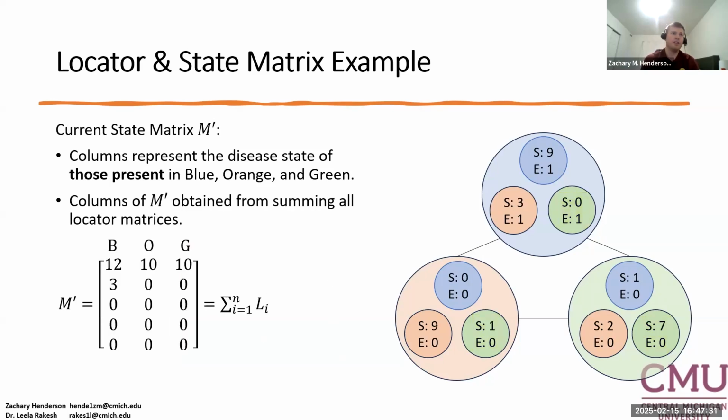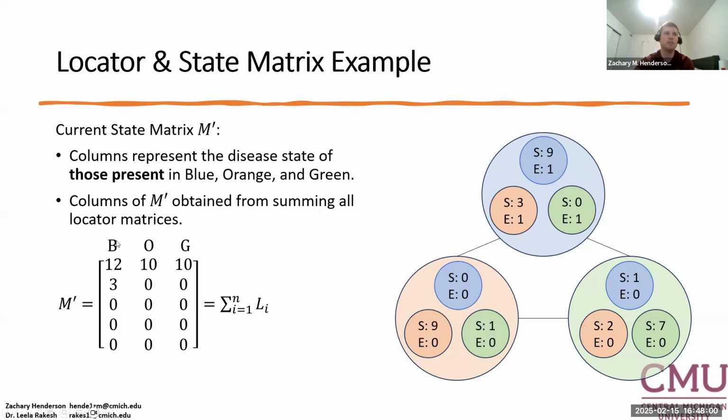So the next thing, I should say the citizen state matrix is important for data reporting purposes. But here the current state matrix is what matters, because people are going to pass the disease to people that they're currently around. The current state matrix M prime is going to be important for the disease dynamics. And each of these columns is going to represent the disease state of people present in each of these locations. So we can obtain these columns by summing together all the locator matrices.